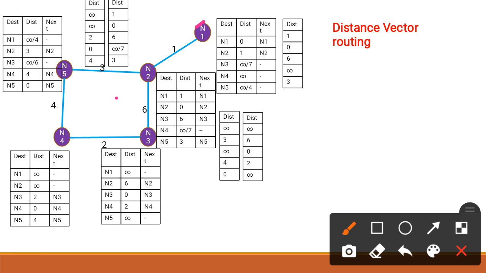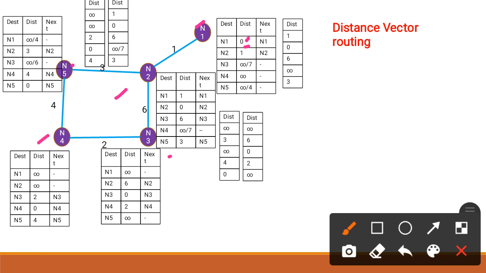See here, n1, n2, n3, n4, n5 are the five nodes or routers. So each router maintains a table. It maintains the table with the help of destination, distance, and next hop. So we will see for n1, it will write the destination n1, n2, n3, n4, n5. Okay, so n1 is directly connected to n2. That is why for n1 to n1, meaning we are at n1 here, the distance is 0. n1 to n2 distance is 1.